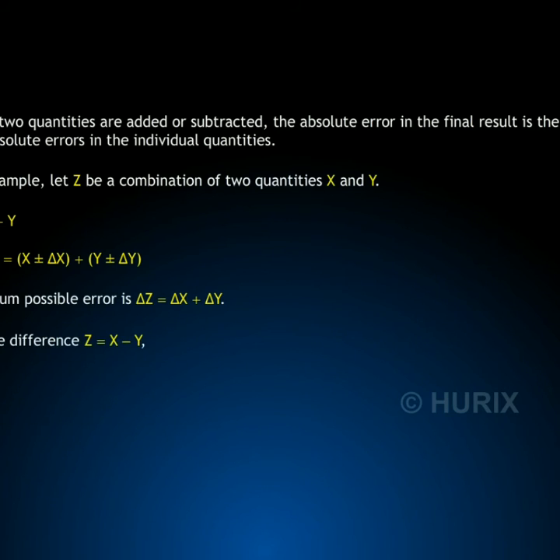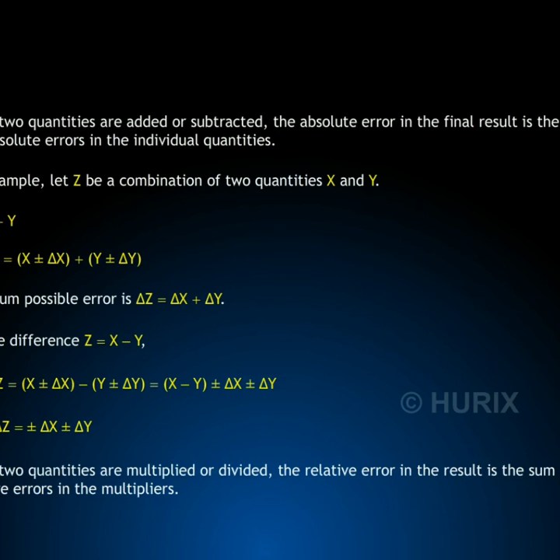For the difference z equals x minus y, z plus or minus delta z equals x plus or minus delta x minus y plus or minus delta y equals x minus y plus or minus delta x plus or minus delta y, or plus or minus delta z equals plus or minus delta x plus or minus delta y.